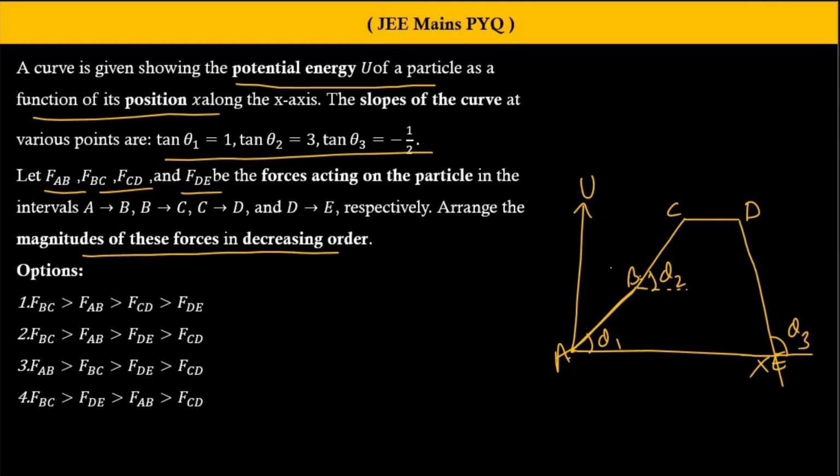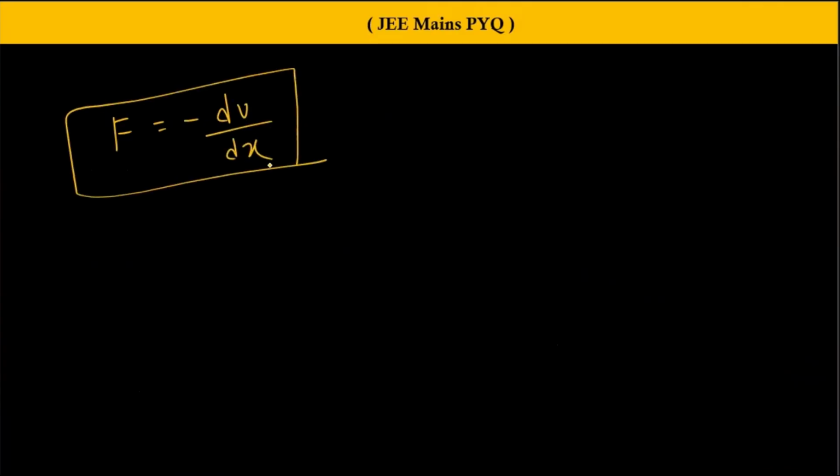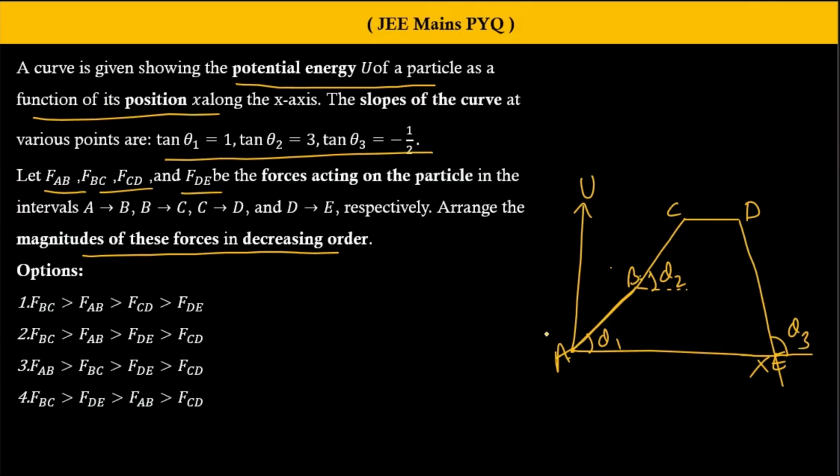फोर्स को आप यूएक्स ग्राफ से कैसे निकालते हो, और फोर्स को यूएक्स से कैसे निकालते हो? फोर्स इज -dU/dx, if you remember. It is this one, right? So if you have to talk just about the magnitude, just talk about the slope. So here, U versus x का जो slope होगा, that will give you the force.